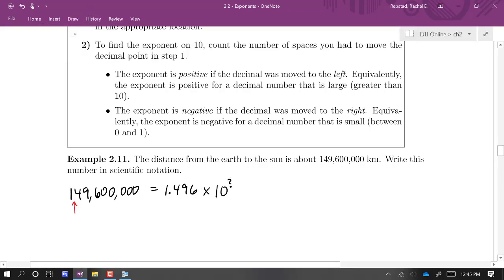And then the question is, what's the power on 10? So to figure out what the power on 10 is, I say, okay, well, where did the decimal point start out? And this is a whole number, so really it started out there. And then I just count how many spaces I needed to move that decimal point. 1, 2, 3, 4, 5, 6, 7, 8. I had to move it 8 spaces. And now, this exponent is either 8 or negative 8. And I know that it's positive 8 because this is a really big number. Right? So really big numbers, those are the ones that have positive exponents on 10. So there's that value in scientific notation.